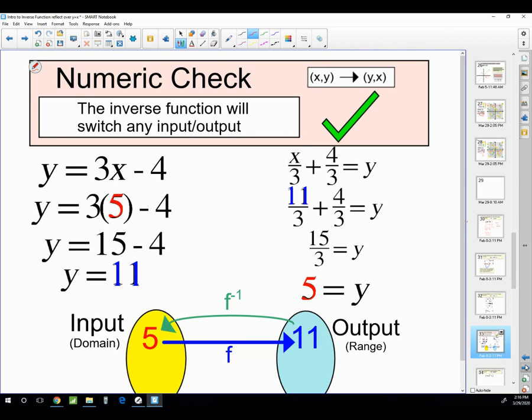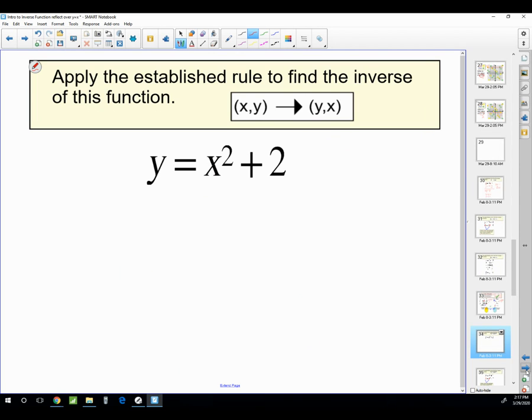One thing you can do is that you can kind of pick a random number like 5 and input it, do an input-output of the original problem, and the output would be 11. Then you take this answer and do an input-output, but the input is 11 and the output would be 5. It switches the inputs and outputs. You can test that. It's just any random number. Let's do another one. Pause the video and see if you can do that.